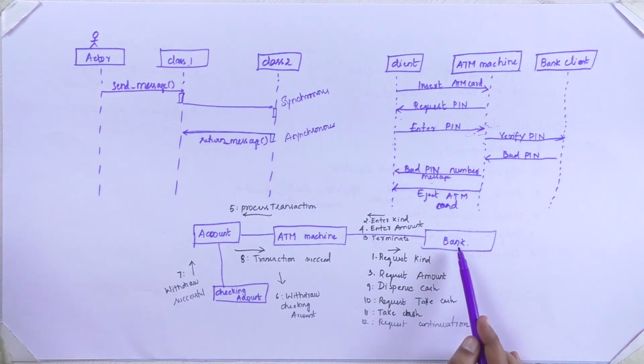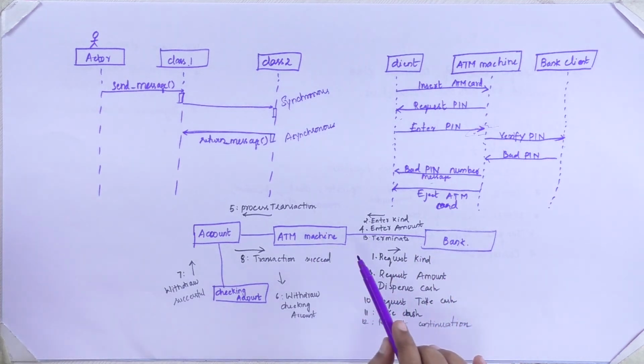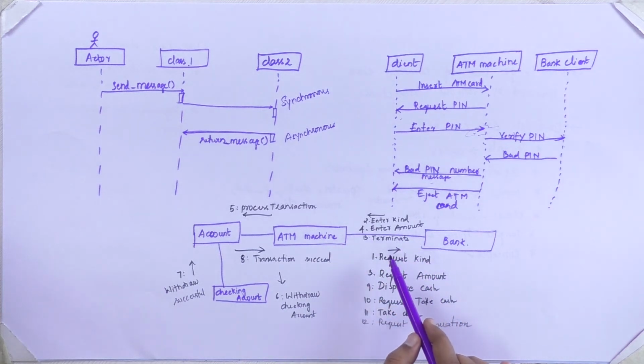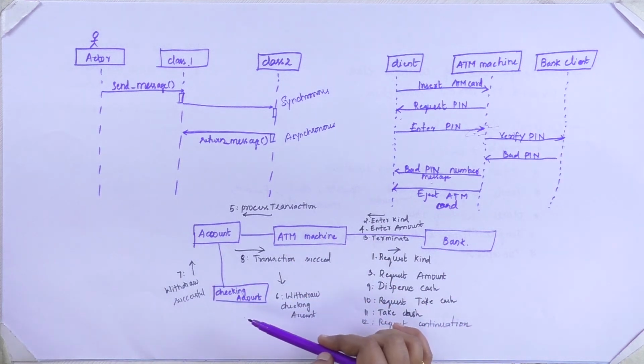After the bank confirms that you have done all your work, like withdrawing the amount from the account, your work will be terminated. Here the numbering says which request is given first, and from which class to which class the message is given is indicated by the arrow. This represents the collaboration diagram.